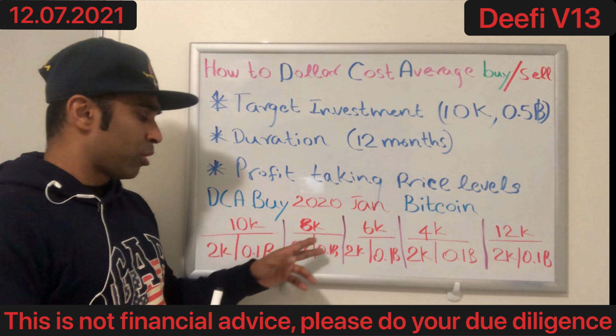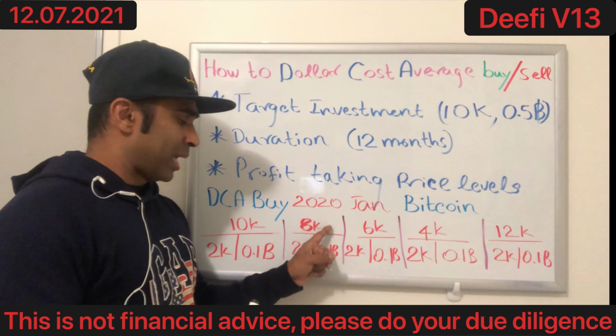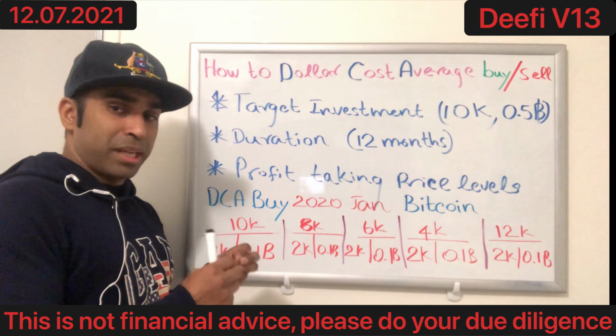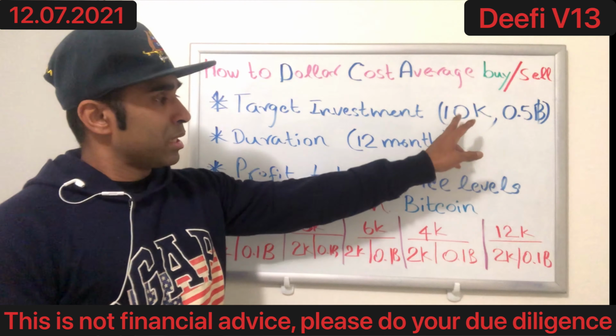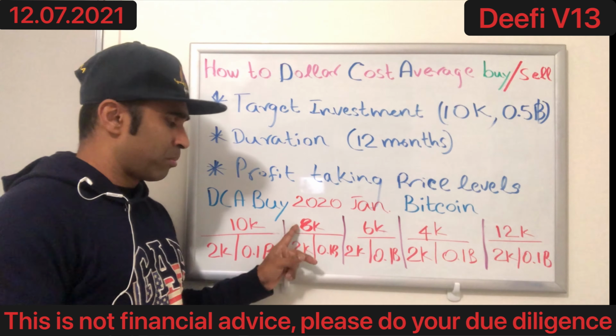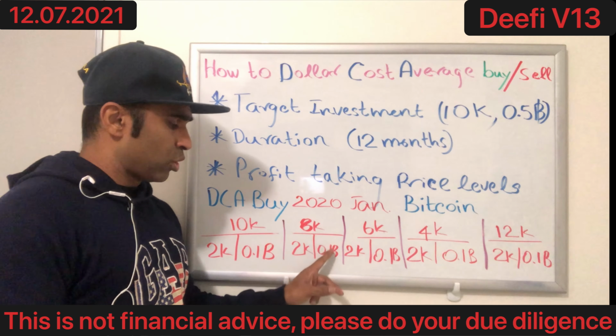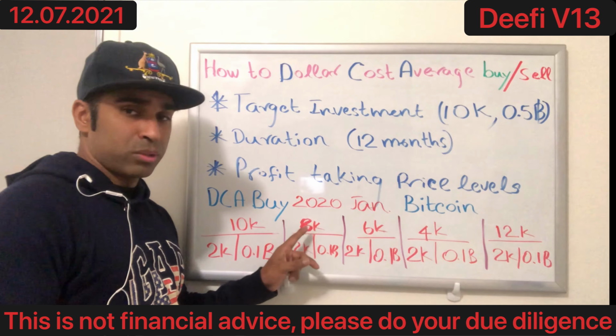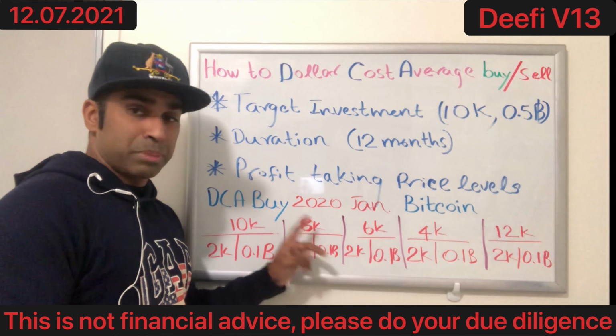Let's say in a couple of months Bitcoin has dropped to 8,000, and you think, okay, this is a good opportunity to buy some more. You take 2k out and buy 2k worth of Bitcoin, or another 0.1 Bitcoin, at $8,000 per Bitcoin.